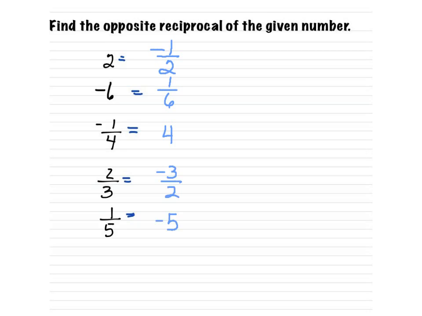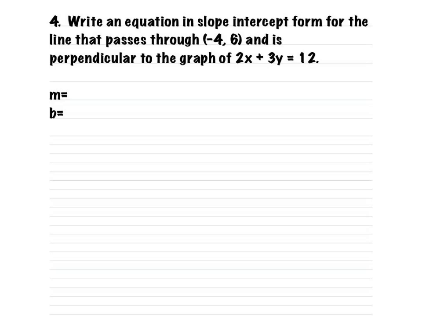Opposite reciprocals, again, perpendicular lines have slopes that are opposite reciprocals of each other. All right, here we go. Write an equation in slope-intercept form for a line that passes through (-4, 6) and is perpendicular to the graph of 2x plus 3y equals 12.